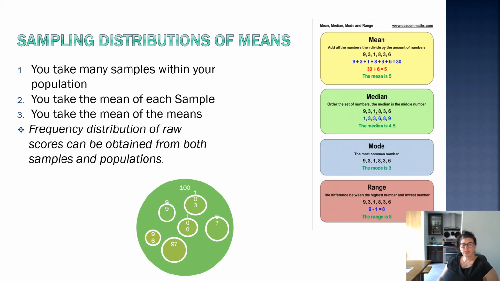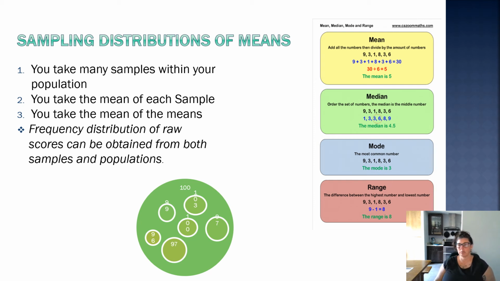So the frequency of the raw score can be obtained from both your samples and your populations, and it is usually much more economical to do so from multiple samples than from the entire population.